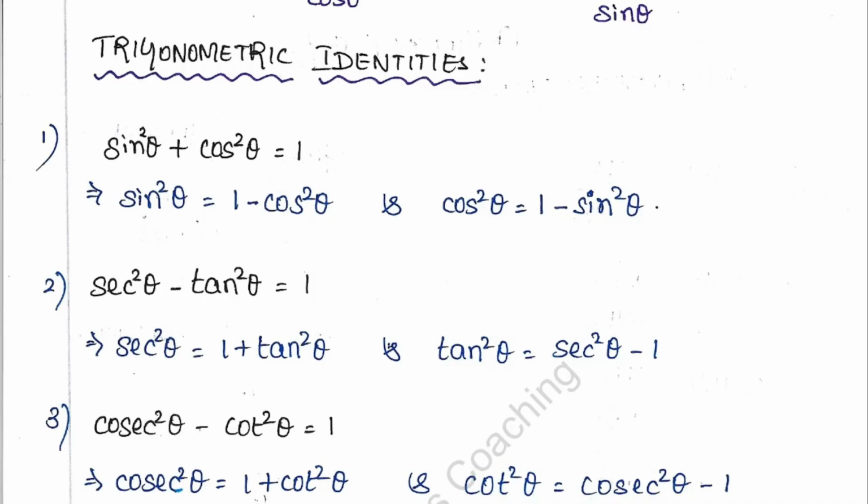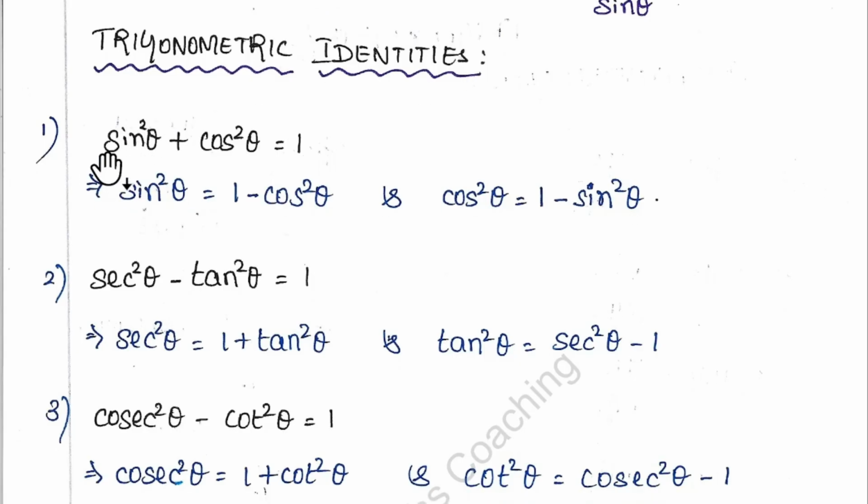Identities means you will get the answer as one, that is, you will get the value as one. So here we have three identities. One is based on sine and cos: sin square plus cos square is equal to 1. So that is your first identity.